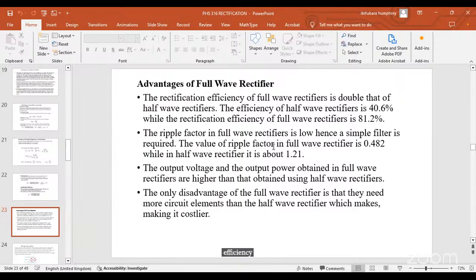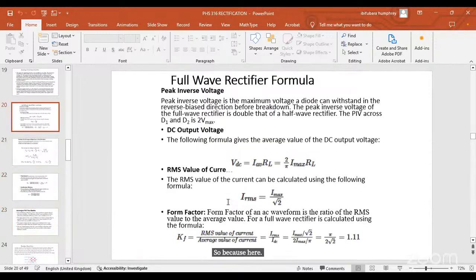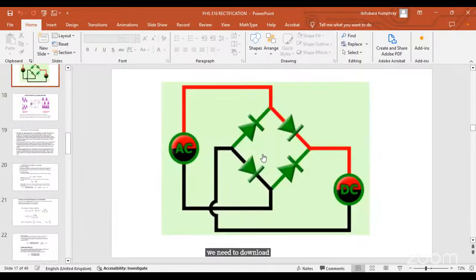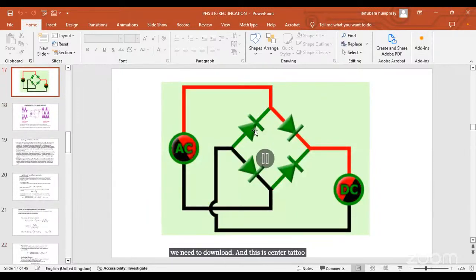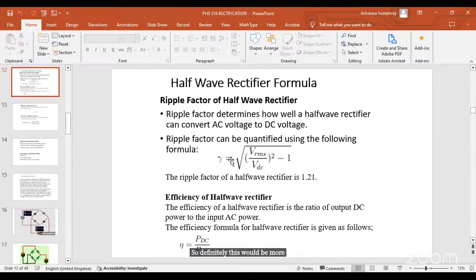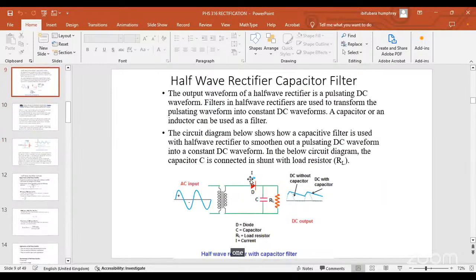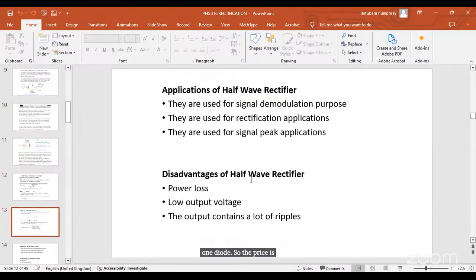The only disadvantage of full wave rectifier is that they need more circuit elements than half wave rectifier, which makes them more costly. Here we need two diodes, and this is a center tap. For full wave bridge, we have 4 diodes. So definitely this will be more expensive than when you are making use of just one diode. So the price is almost double or more.